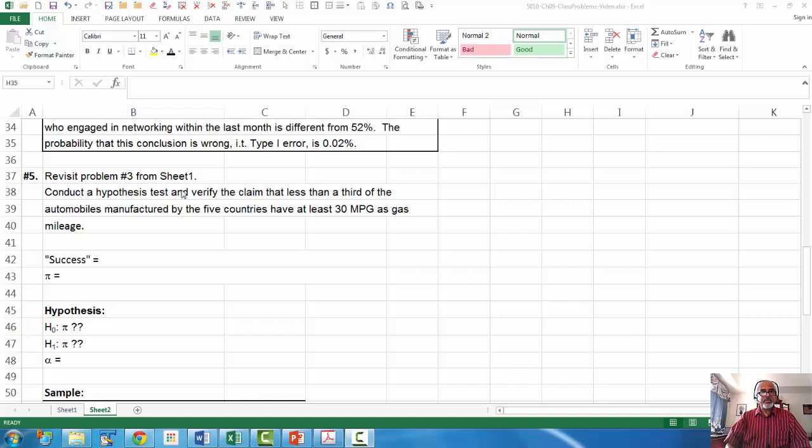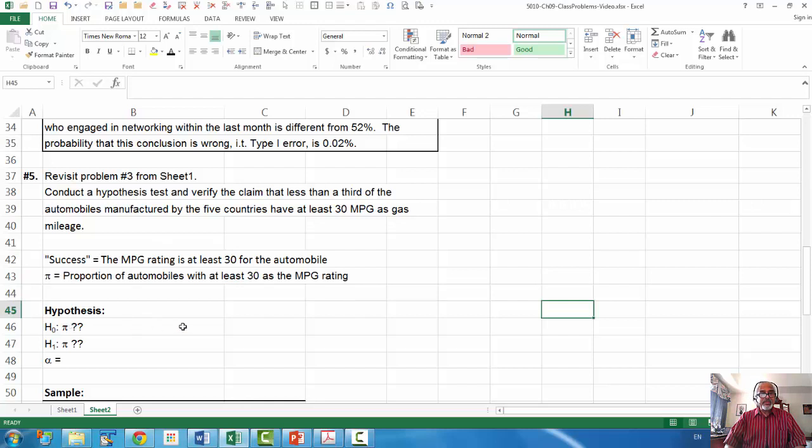Now conduct a hypothesis test and verify the claim that less than a third of the automobiles manufactured by the 5 countries have at least 30 miles per gallon as gas mileage. So at least 30 is the condition that makes a case success or not. So success is defined as MPG rating is at least 30 miles per gallon. So pi then is the population proportion that meets that condition.